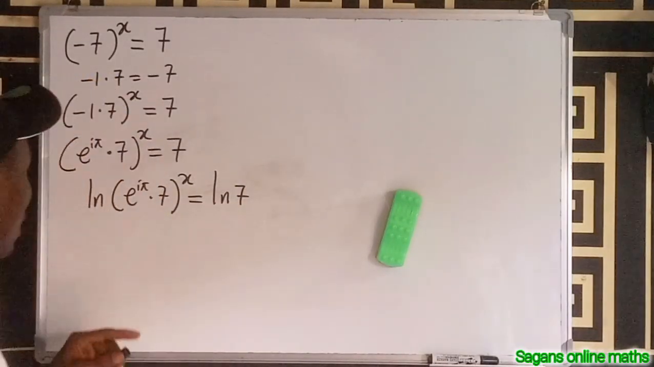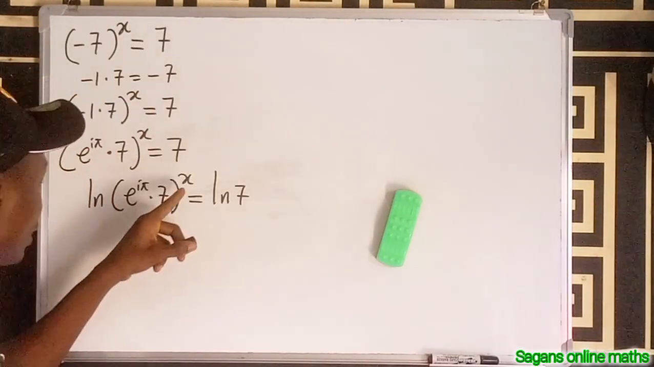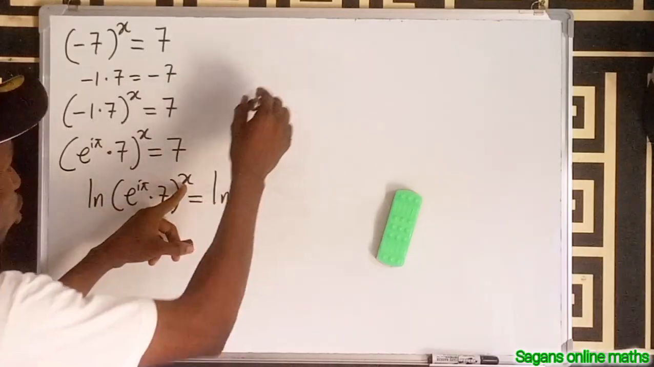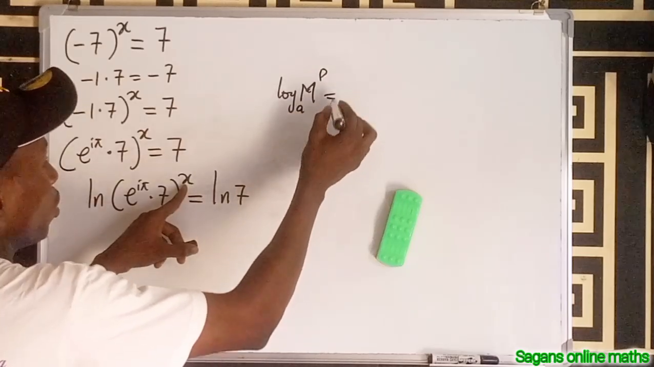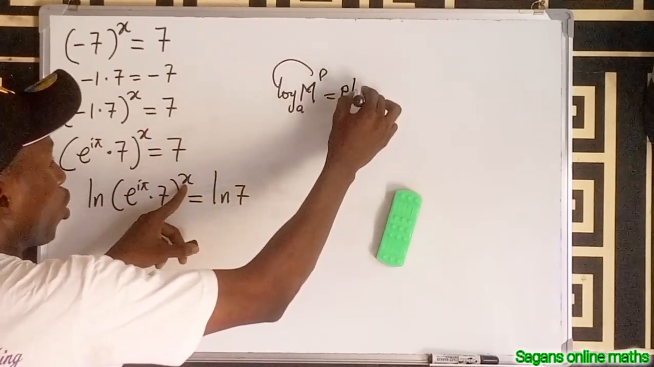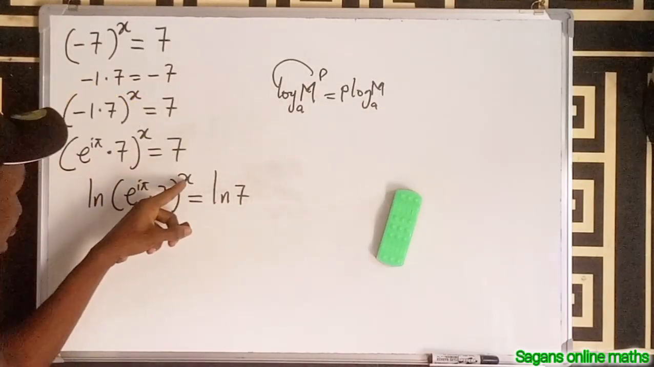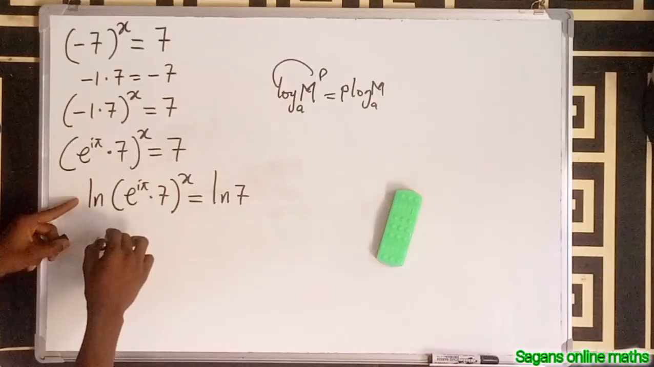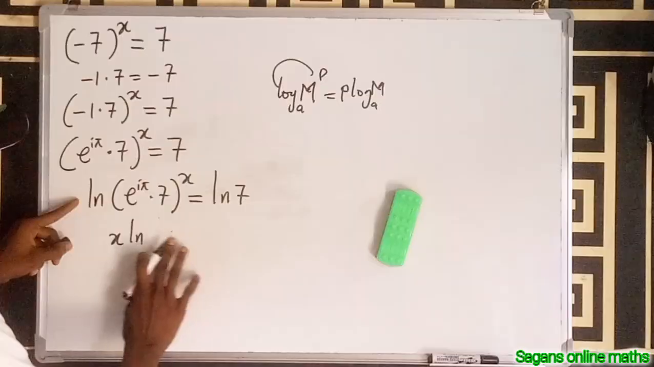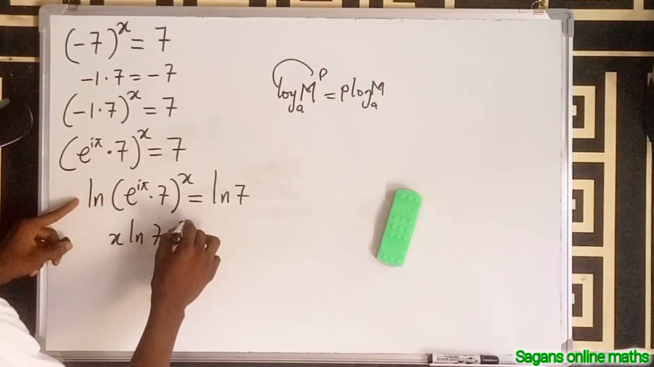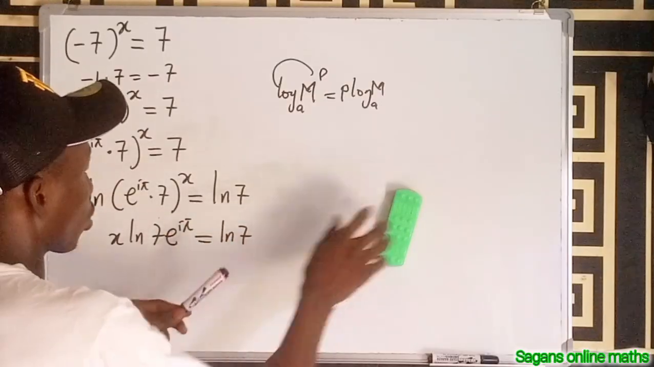At this point, let's obey one of the properties of logarithms: for log of m to the power of p, base a, the exponent p multiplies the log of m, base a. It implies that this x you're seeing at the exponent can go to the front to become x ln of (7 e^(i pi)), because it's multiplication, equals ln 7.